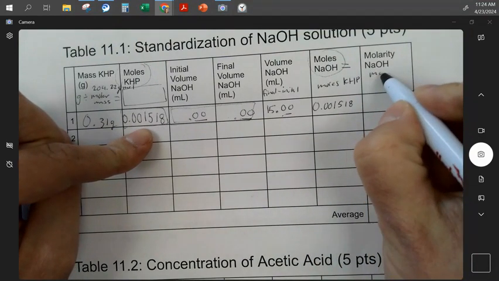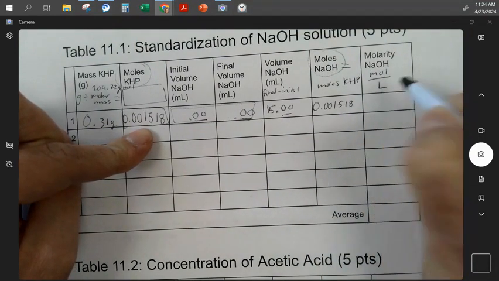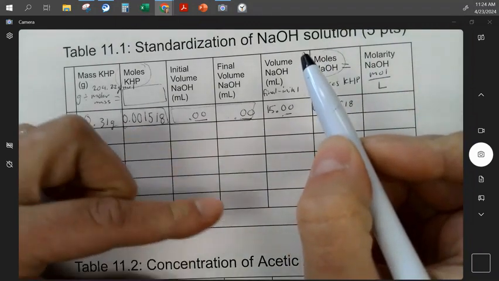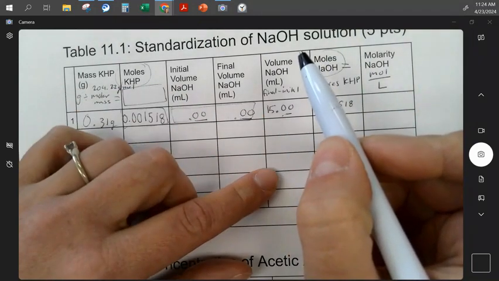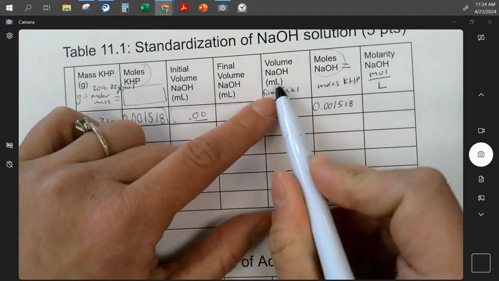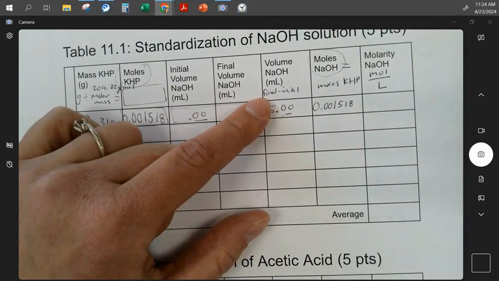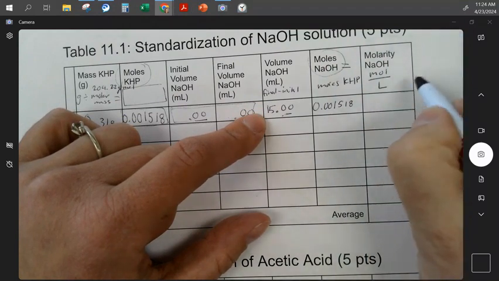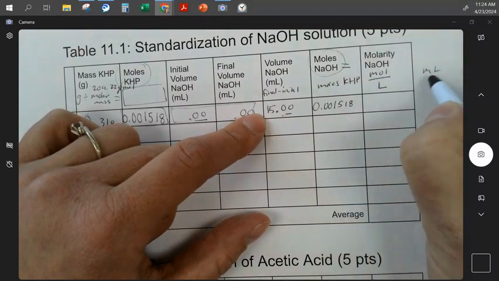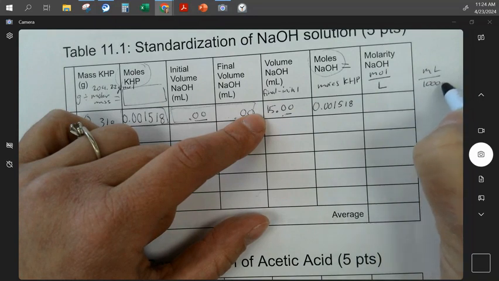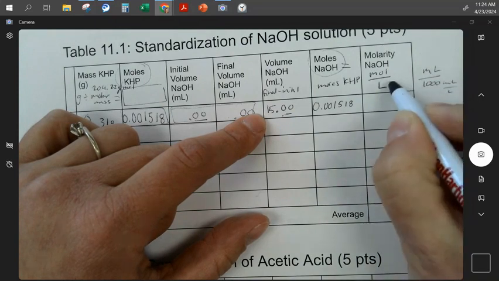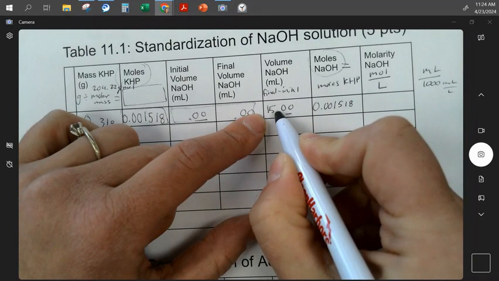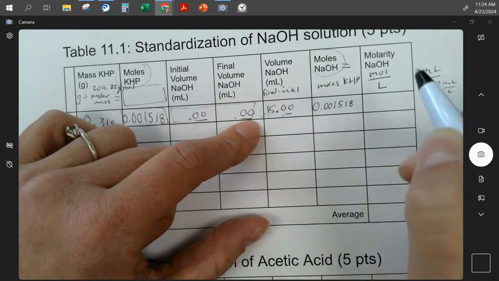Molarity is moles divided by liters. Are we okay? We're okay? Okay. So this is milliliters. We need it to be liters. So to get to liters, take milliliters, divide by 1,000, because there's 1,000 milliliters per liter. That will give us liters. Or I'm going to move my decimal place 1, 2, 3 to the left.